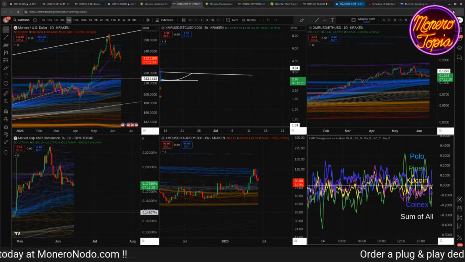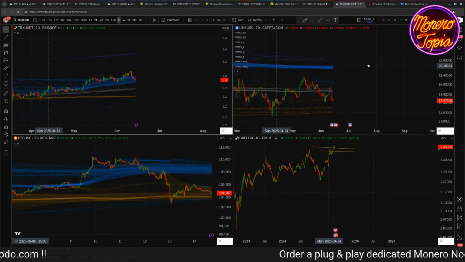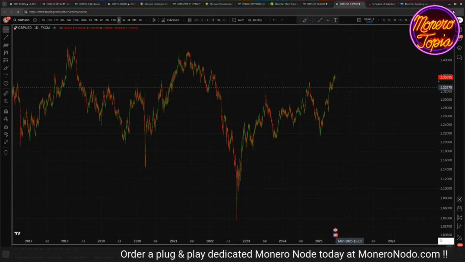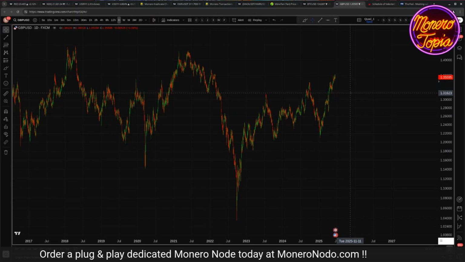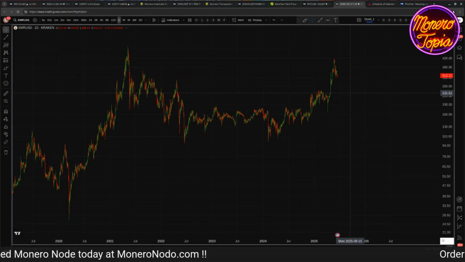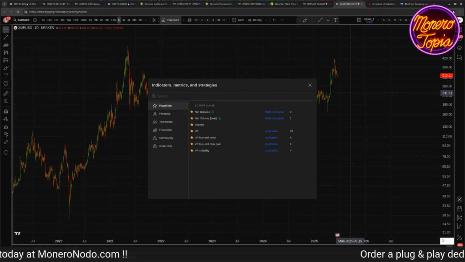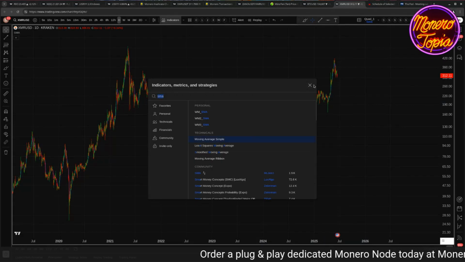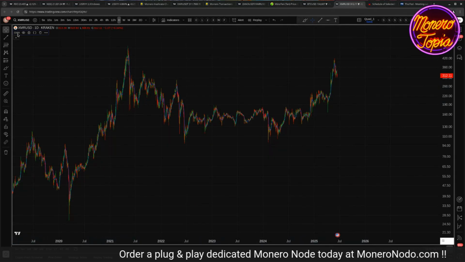Actually, let's go to this chart. I always hate going to my quad chart on live because then you guys get to snoop on what I've been looking at lately. Apparently, I was looking at Tron. Okay, let's go to XMR USD, and then let's drop into here the SMA moving average simple, just for funsies.